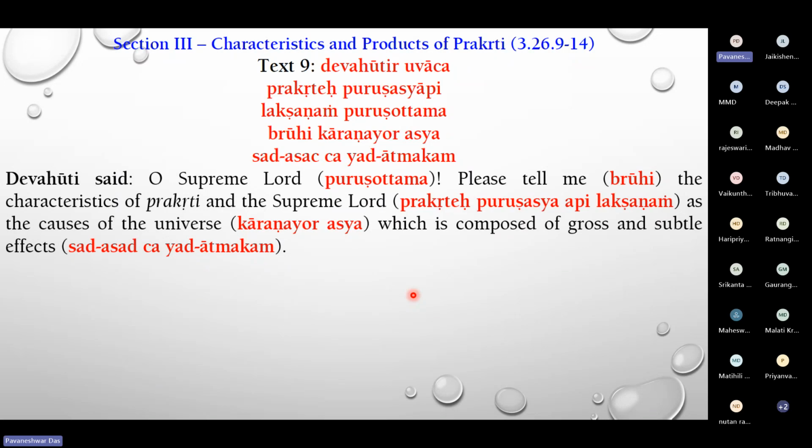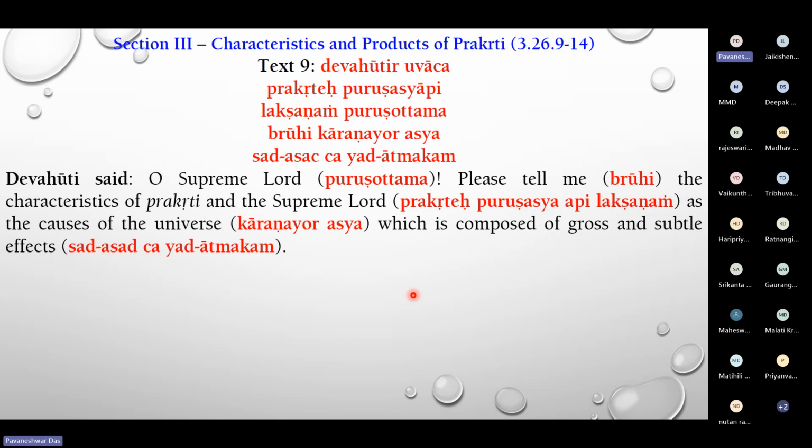So here, Devahuti is saying that, O Supreme Lord, O Purushottama, please tell me the characteristics of Prakriti and that of the Supreme Lord as the causes of the universe, which is composed of gross and subtle effects.